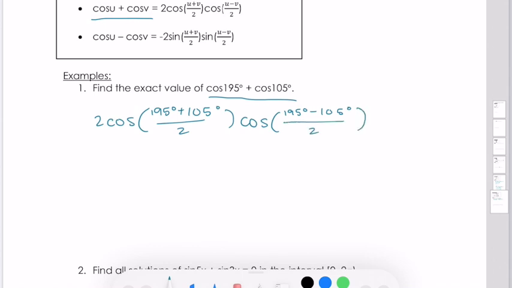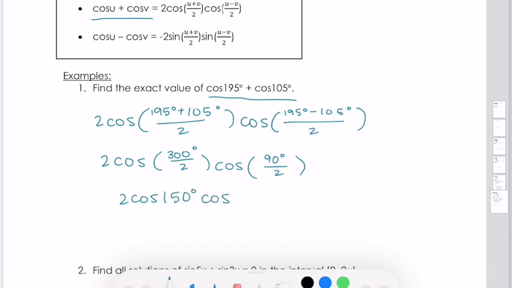And so these formulas should look pretty similar, or at least remind you of the first ones that we did, because they're just the reverse of each other. Alright, now I've got 2 cosine of 300 over 2 and cosine of 90 over 2. Alright, dividing those, I end up with cosine of 150 and the cosine of 45.